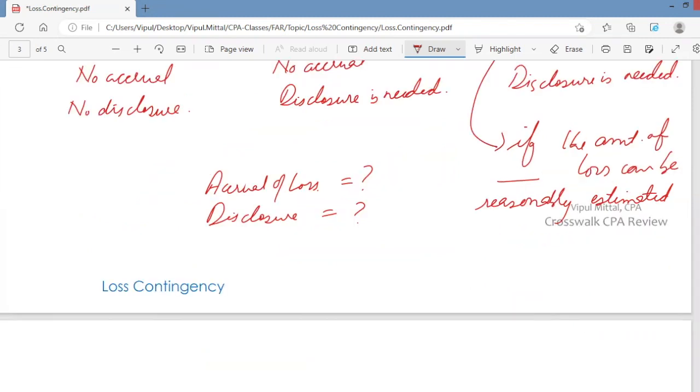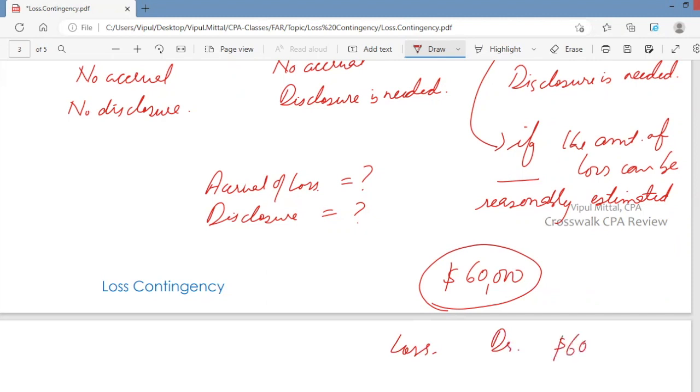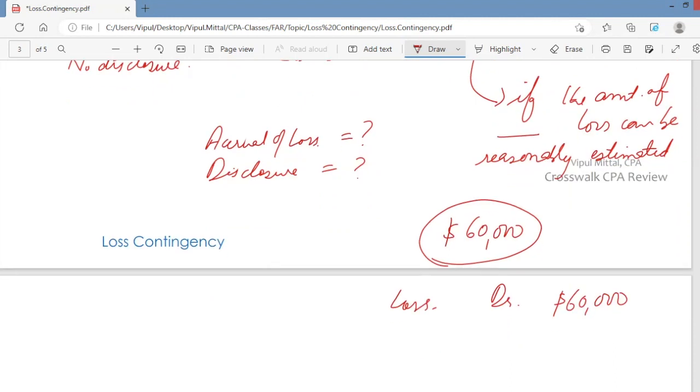So there is a loss contingency and chance of occurrence is probable. And the amount of loss that is reasonably estimated is $60,000. This is the amount that is reasonably estimated. You have to accrue the loss. How do you accrue the loss? Loss debit $60,000 and you credit estimated liability. This is the journal entry that you will do to record this loss.